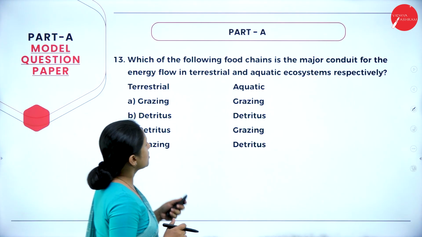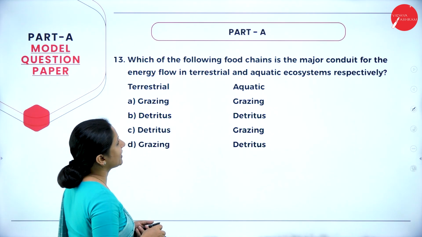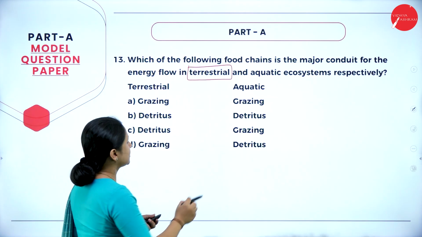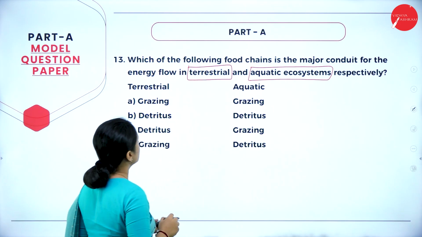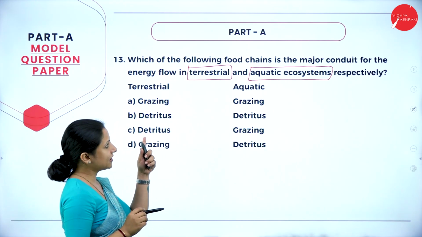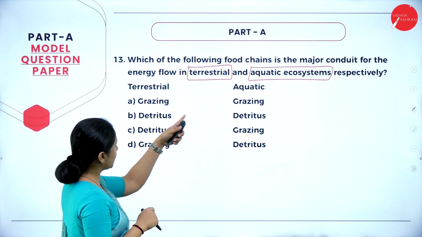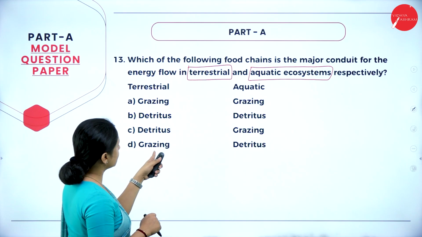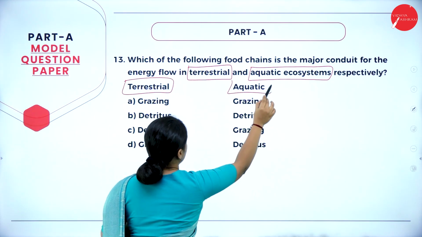Next, moving further, which of the following food chains is the major conduit for the energy flow in terrestrial and aquatic ecosystems? So they've considered two ecosystems here, one is terrestrial and the other one is aquatic. So we need to see in both of these which is the food chain that actually circulates. So is it grazing and grazing? Is it detritus and detritus? Is it detritus and grazing? Is it grazing and detritus? So they have given separately two columns, terrestrial and aquatic.